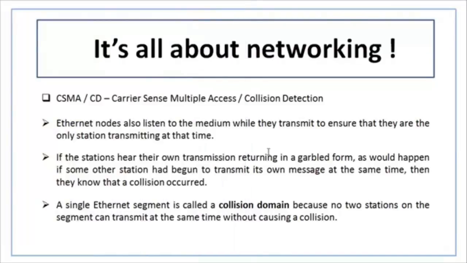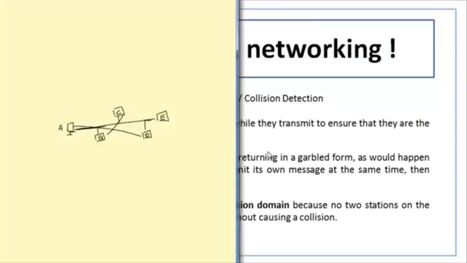So that's what is given in the slide here, that Ethernet nodes also listen to the medium, that is they listen to the wire where they transmit, to ensure that they are the only station where they are transmitting. They want the wire to be free. If the station hears their own transmission is coming garbled, let's say if A knows that its information, it's hearing some garbled sound, it knows that okay, it has collided. That means somebody else was also trying to speak on the same segment.